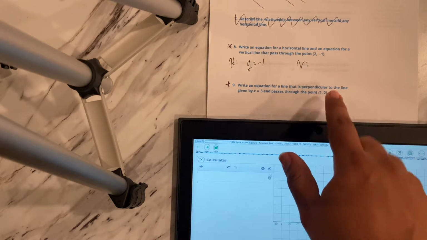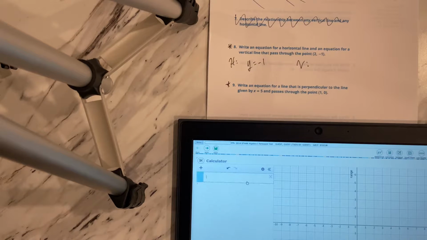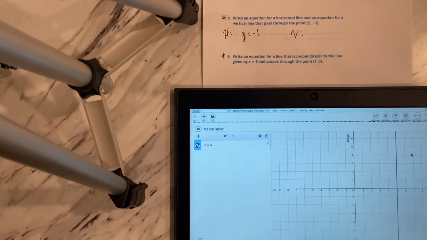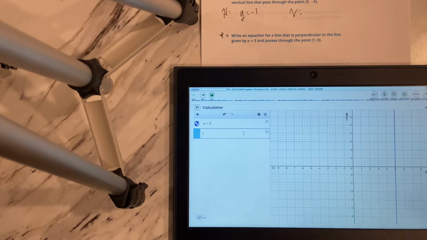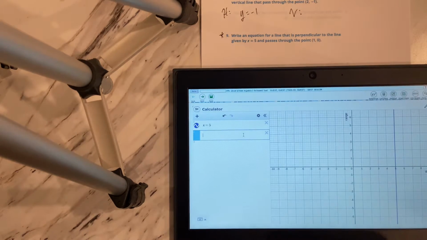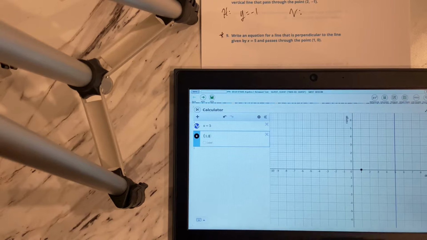Write an equation that is perpendicular to the line given, x equals 5. I could type that in right here. x equals 5. Type it in. Gave me this line. Pretty interesting. On the second portion, I'll type in the point that says 1, 0. You should be able to see this on Schoology. And we have a line popping right here, a point popping out right here.